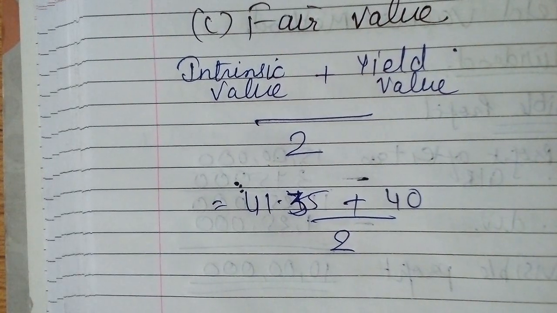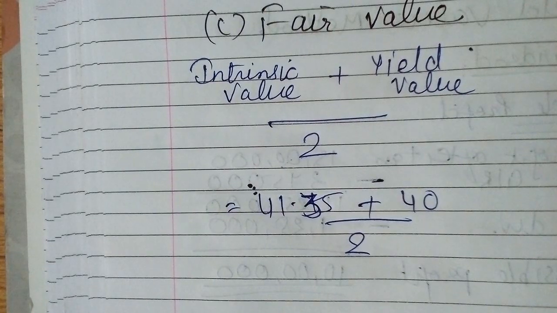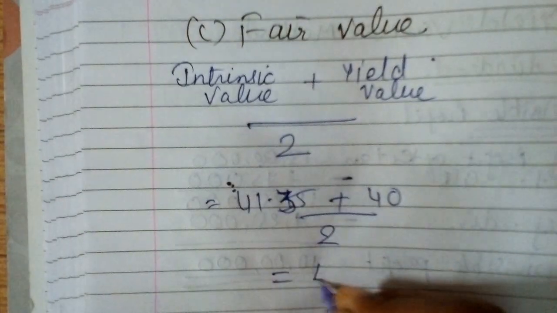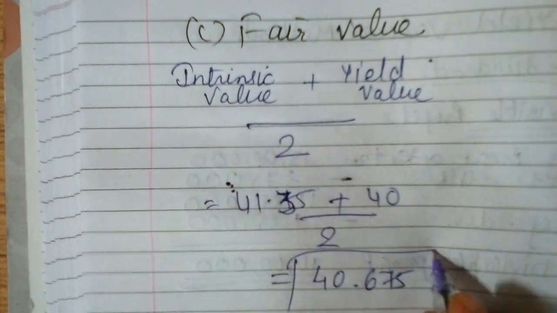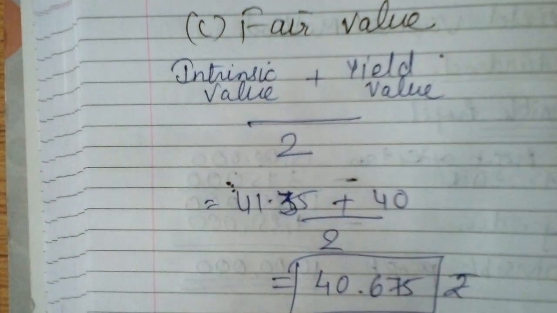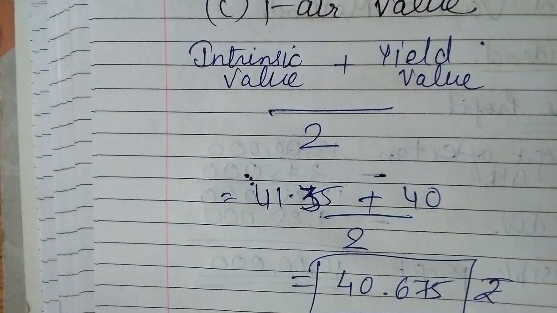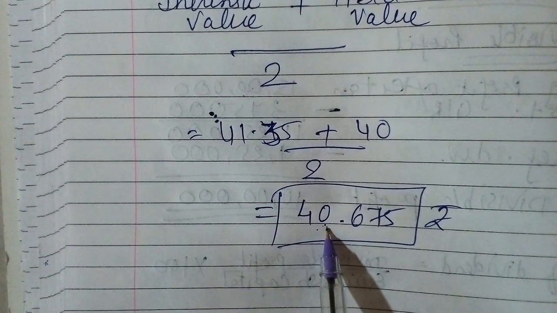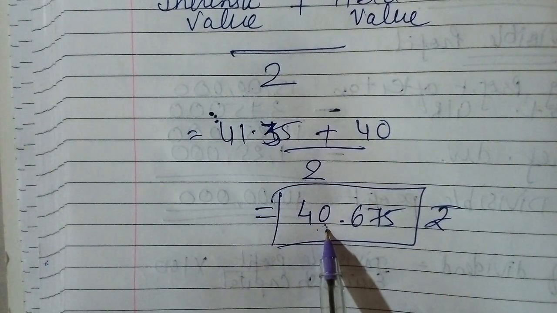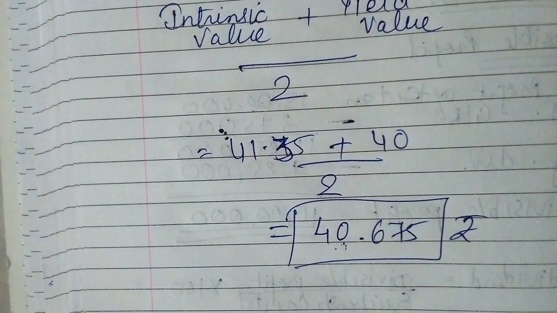So 41.35 plus 40 divided by 2. So my fair value is 40.675 rupees. If your answers are correct up to here, only then will you get full marks. So asked was fair value. If your fair value is incorrect, then you won't get full marks. Fine. So I hope you have understood the example properly.